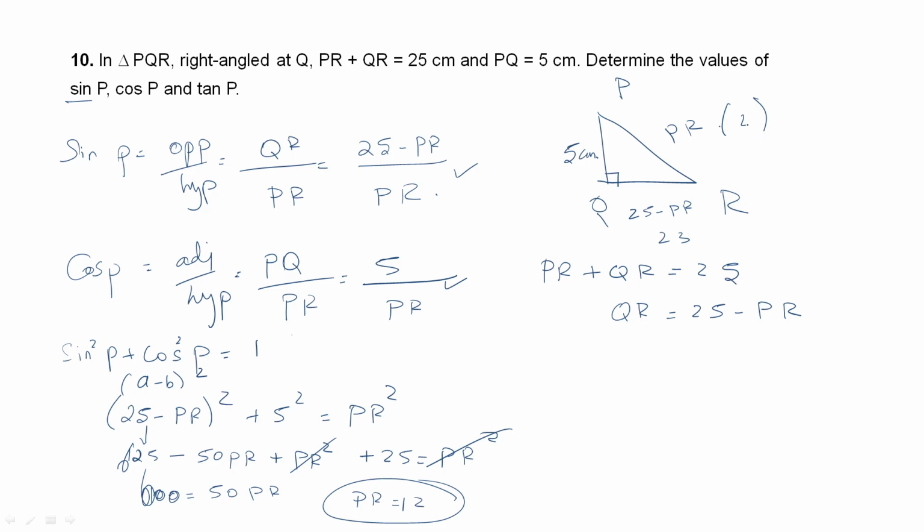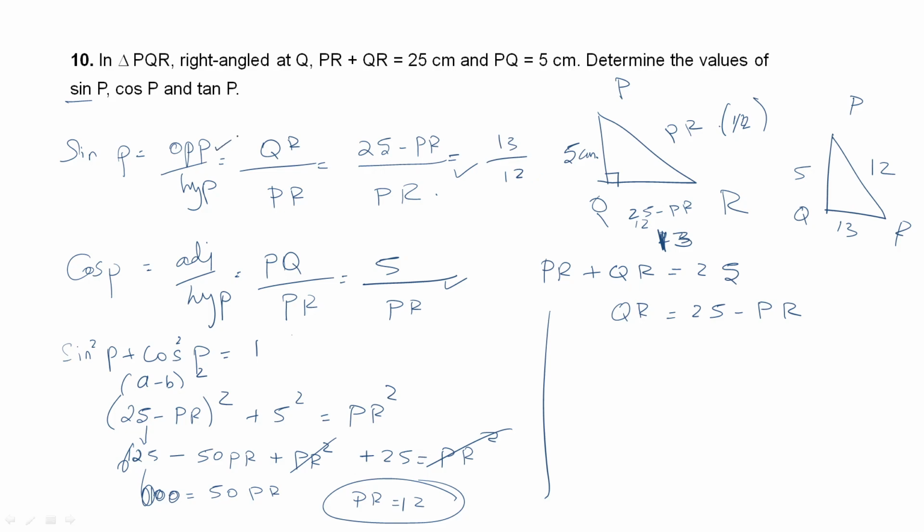Okay, PR is 12. 12 means how much will be the remaining? 13. So this will be 13, 12, 5. Yes. So now we found PR as 12. So we can find the other side. So the triangle is like this. This is 12, this is 13 and this is 5. Right. So now what we have to find out? So we have to substitute that PR here, 25 minus 12, 13.